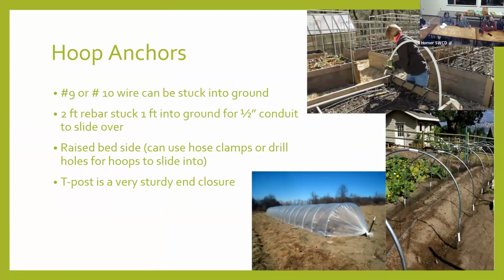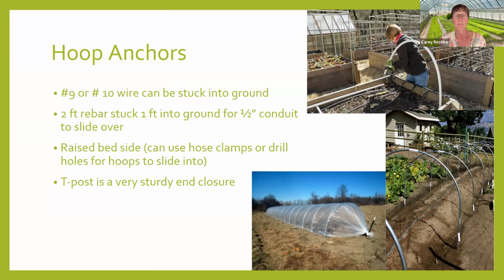So then, you want something to keep your hoops in the ground. The number 9 and number 10 wire can be just stuck right into the ground unless it's really fluffy, freshly tilled, then they might want to spring back out. But if you can get them down into some denser dirt, they'll stick in the ground just fine. Carrie, you stick your conduit into the ground too, don't you? Or do you slide it onto something?